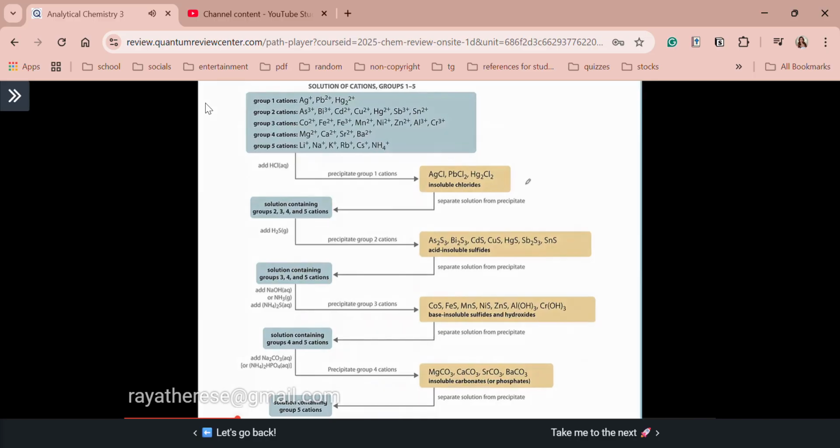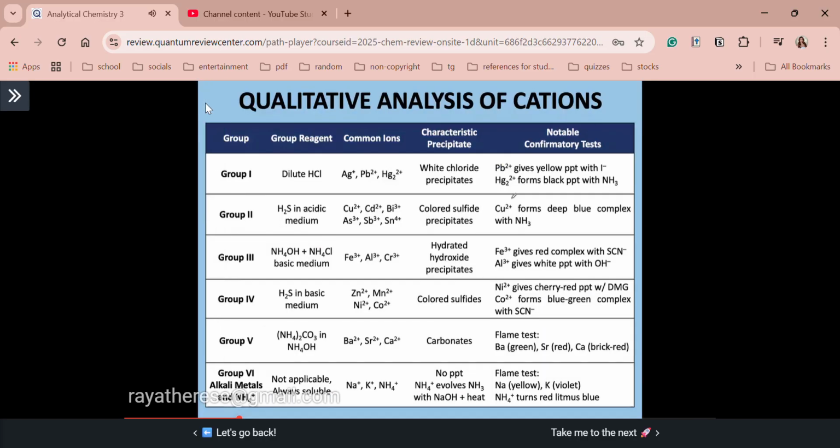Okay, depende kung anong source ninyo. Sa manual natin, adopted naman ang Roman numbering system, 1, 2, 3, 4, 5, 6. And then ito yung mga reagent. Take note, class, lumang method to. Sa board exam kasi they still use H2S, hydrogen sulfide. And here are their characteristic precipitates and notable. Ibig sabihin class, they're hard to miss kasi notable ang pag-confirm sa kanila.